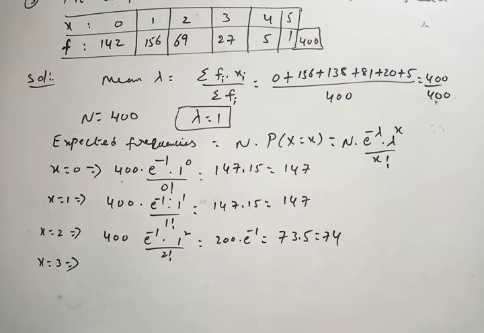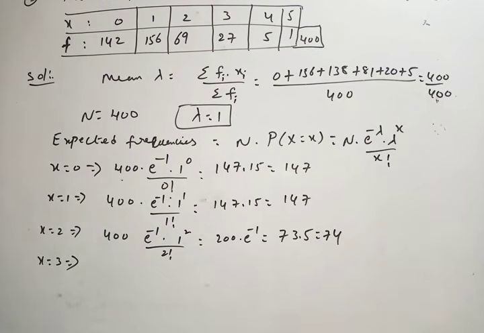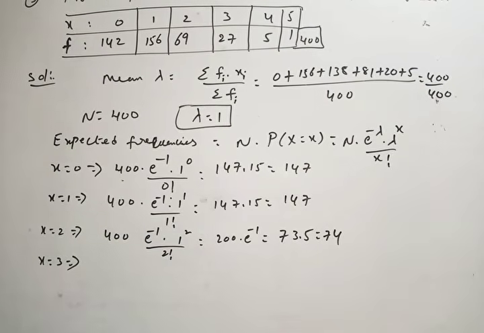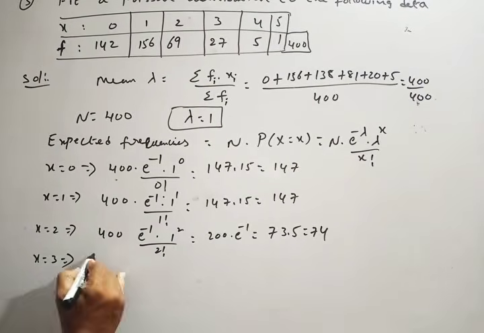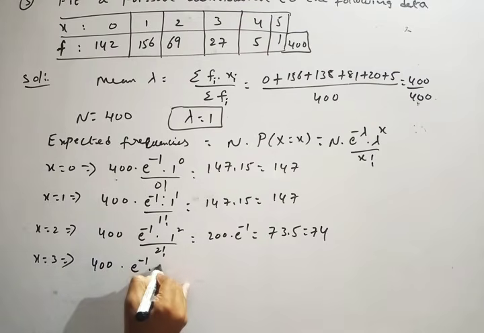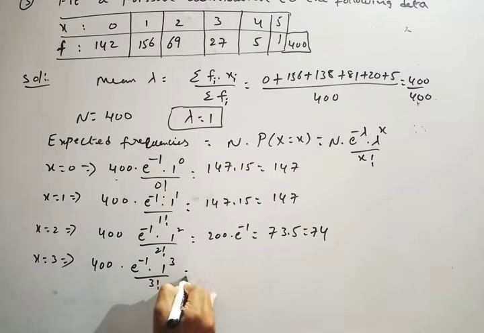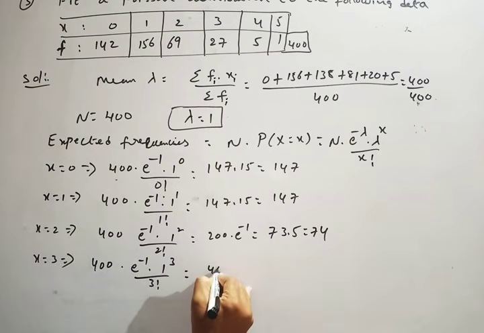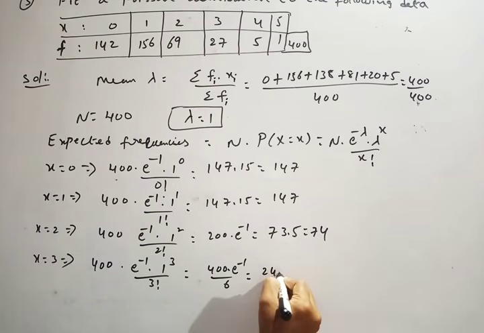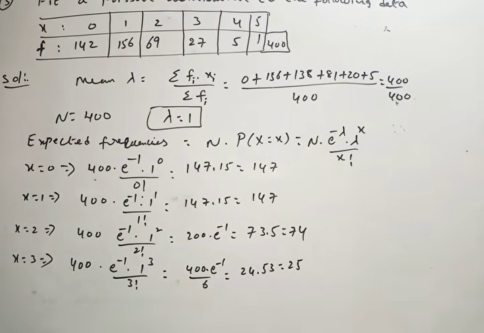Next, for x is equal to 3. So how much do I get here? 400 into e power minus 1, 1 cube by 3 factorial. Correct? So 400 into e power minus 1 by 6. Using calculator I am getting 24.53, so it can be considered as 25. It can be taken as 25.